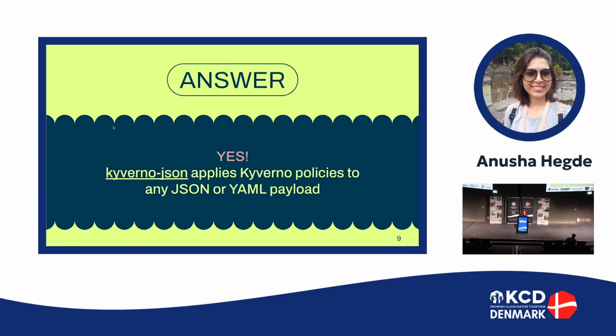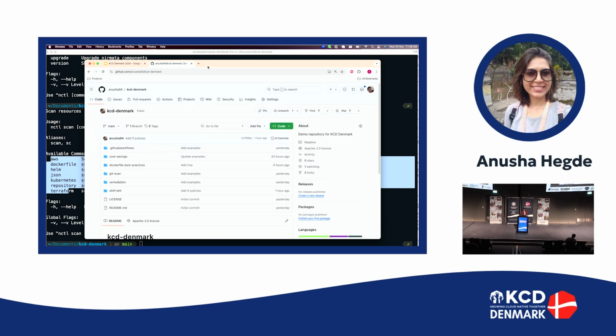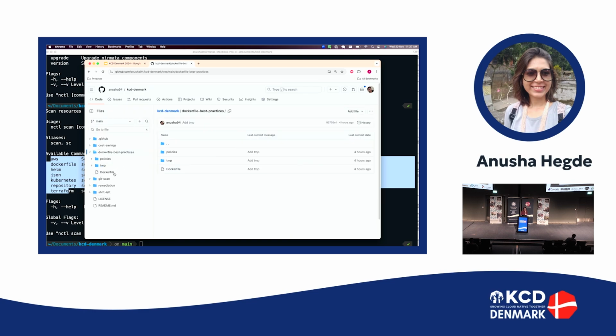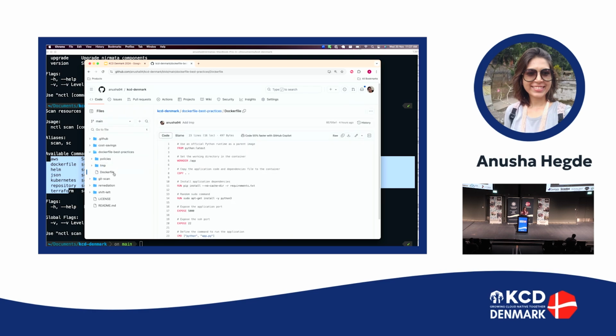I already have a repo that I've created. OK, this also you can see. Great. So I have some Dockerfile best practices. Let's just look at a Dockerfile. Now we can scan a Dockerfile. Don't confuse this with scanning an image for CVEs. This is scanning the raw Dockerfile itself, the instructions written in the Dockerfile.